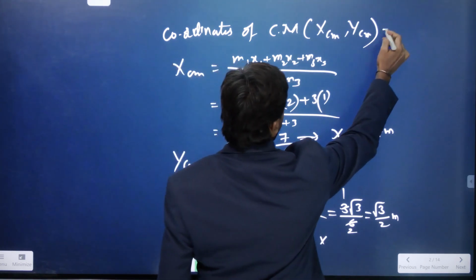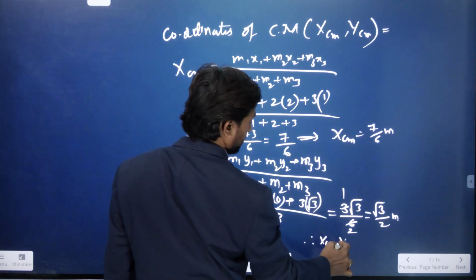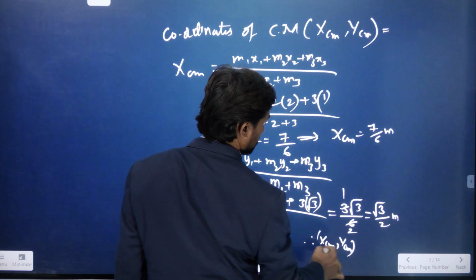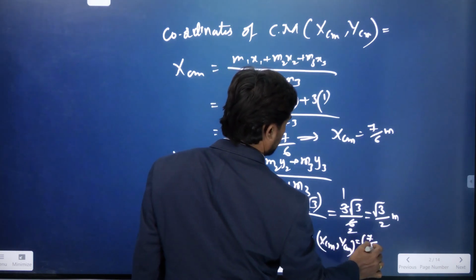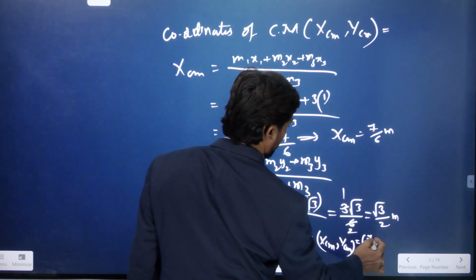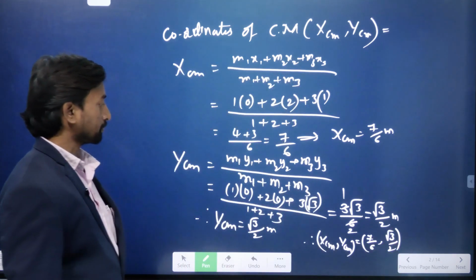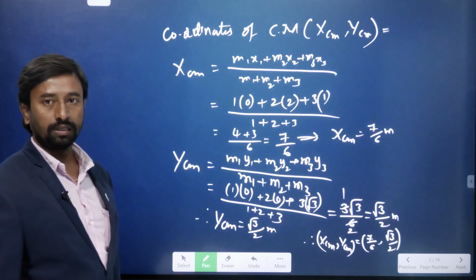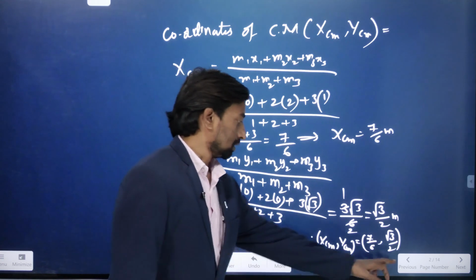This we got now means xCM, yCM, we got the coordinates of this, that is 7 by 6 comma root 3 by 2, root 3 by 2, 7 by 6 comma root 3 by 2. Okay, that is the coordinates we got there.